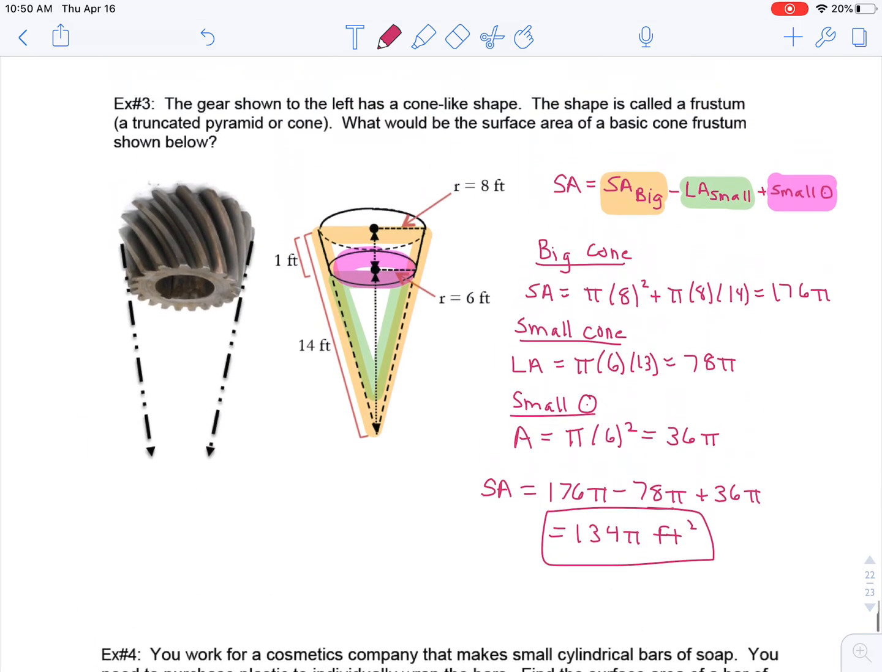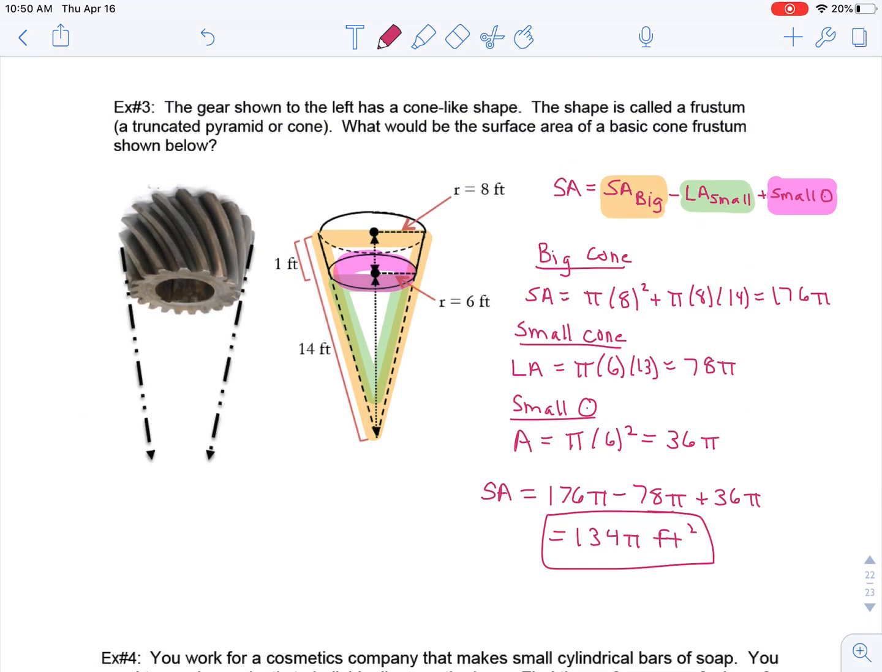All right, so I'm going to go up to number 3, walk through it, and you guys can give that a try. The answer is there for you to look at. But what we have here is a gear shown to the left, has a cone-like shape. But you notice the top of the cone is actually cut off. This part has been taken away. And this shape is called a frustrum.